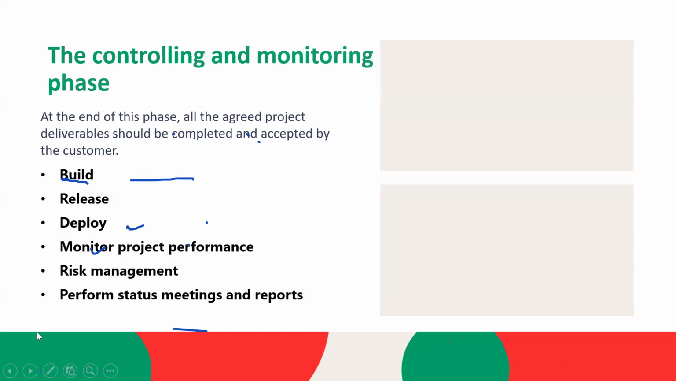Next phase we have is control and monitoring. So the first thing here, on the release date, whatever code is there will be deployed on production. So there will be build, there will be release, and there will be deploy. And then in the monitoring phase, there will be a dedicated team who will do monitoring of all the application or code you have deployed.